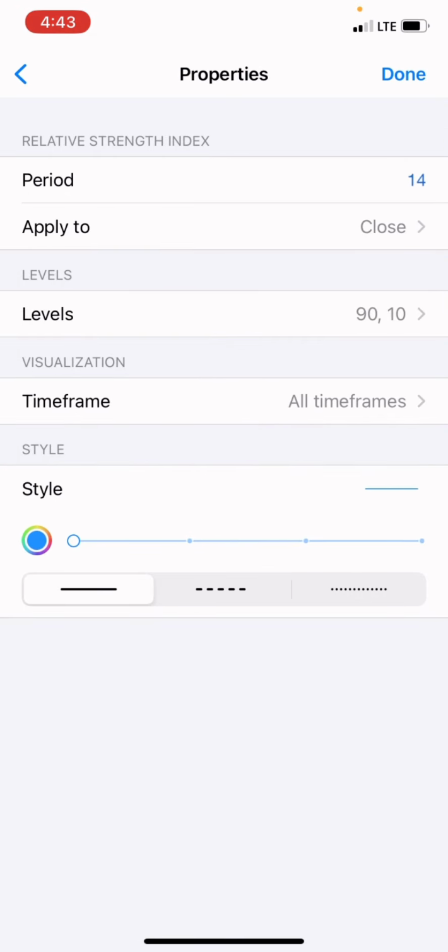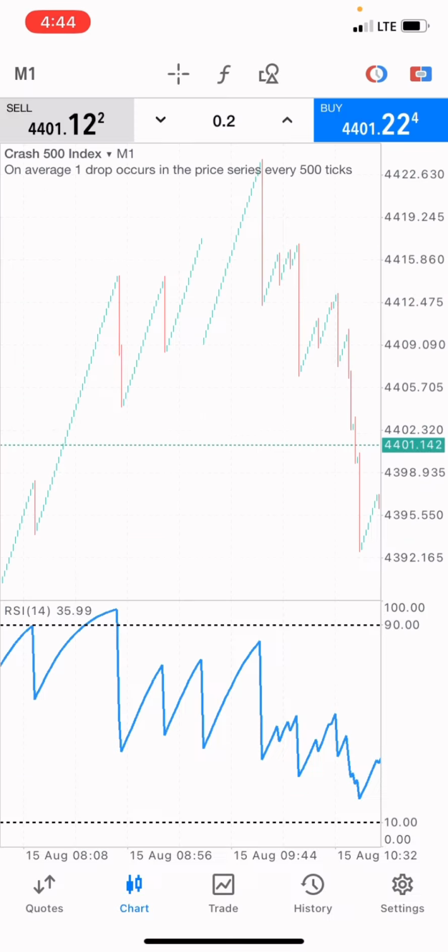Now for the style right here, the color, we're going to use blue and set it to 2 pixel. Then we're going to put the line on the first one, which is the straight line right here. After that, we click on done. So these are the settings for the relative strength index.